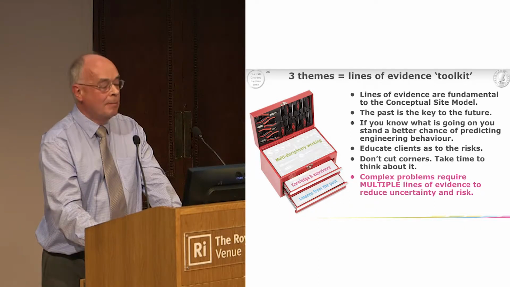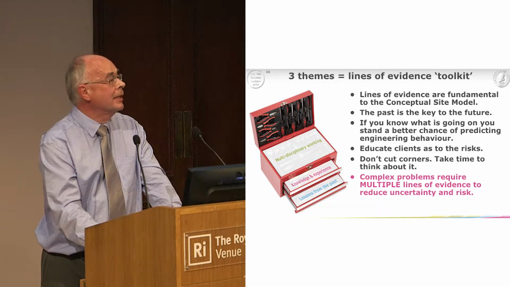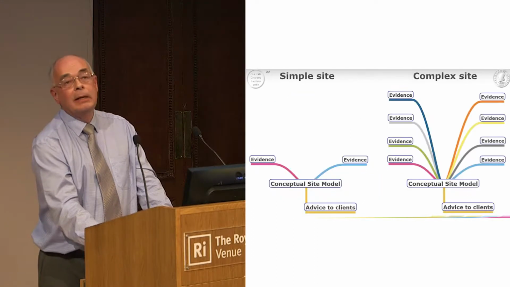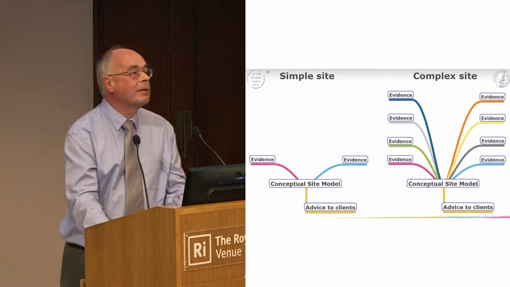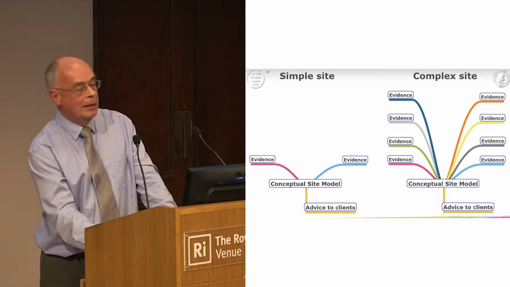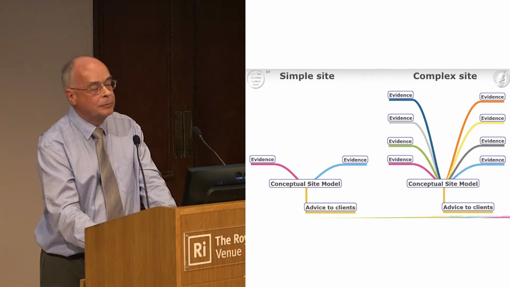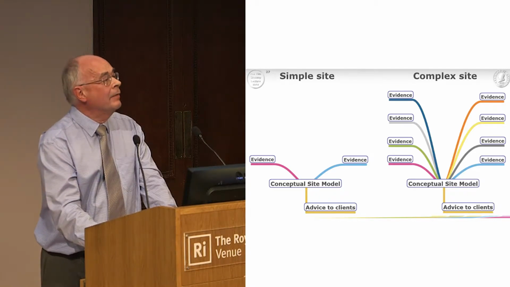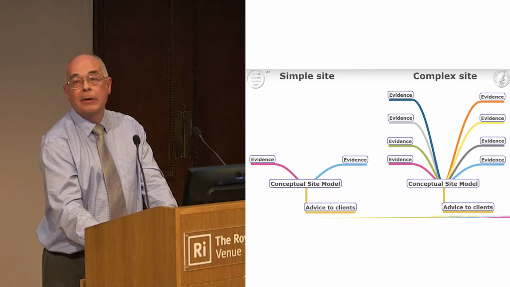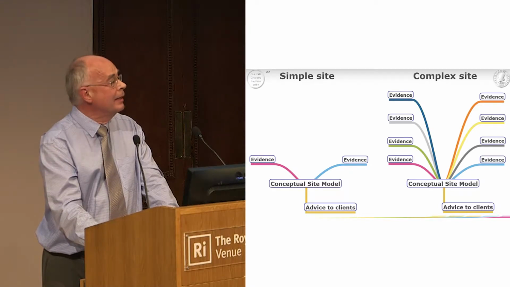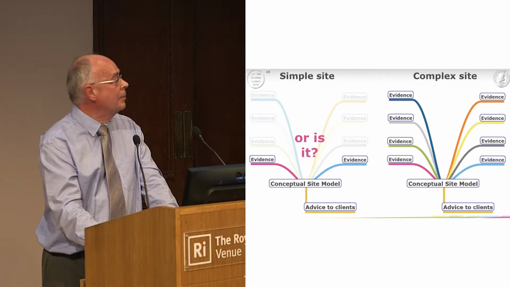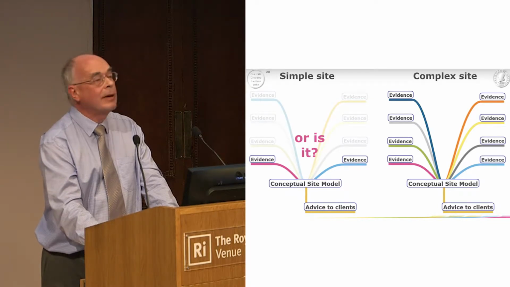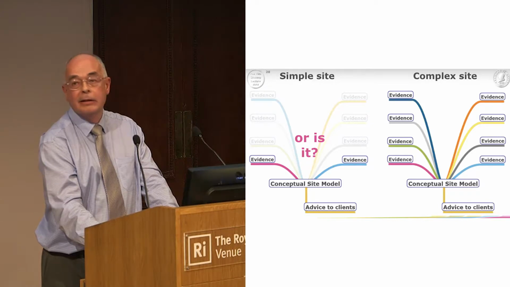Complex problems require multiple lines of evidence to reduce uncertainty and risk. And it's probably true to say that the more complex a site, the more lines of evidence are required to give you the adequate level of confidence. But you have to know whether a site is a simple site or a complex site. If you don't think, you get the wrong answer. And remember, the conceptual site model is what underpins all the advice given to other stakeholders and clients by engineering geologists.